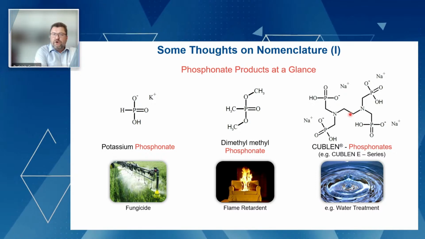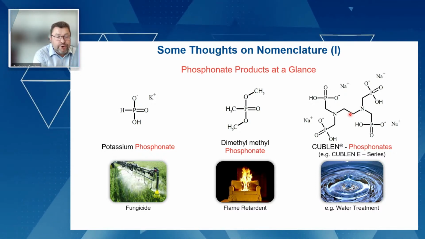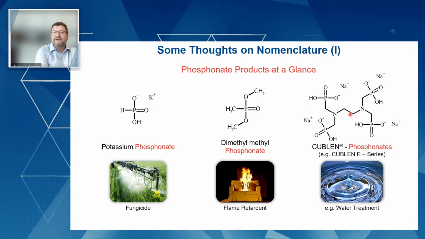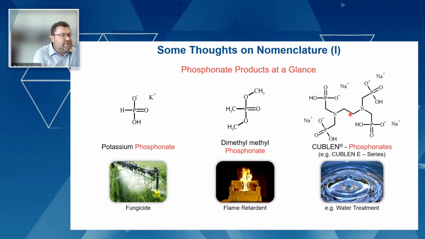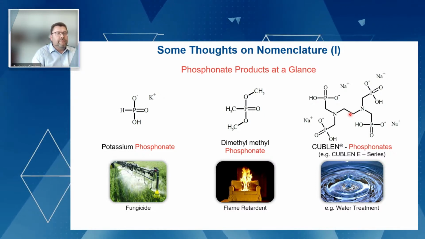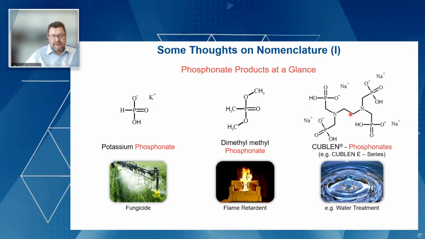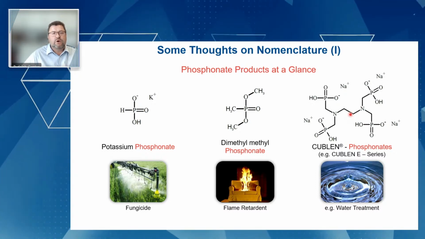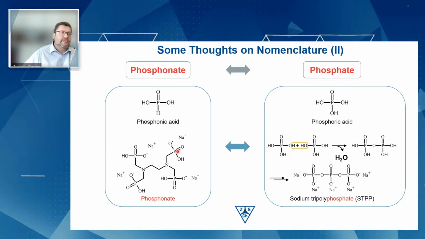And in fact, the first phosphonates produced in our plants were in 1983. And the first material was a water treatment chemical. So there is quite a long history.